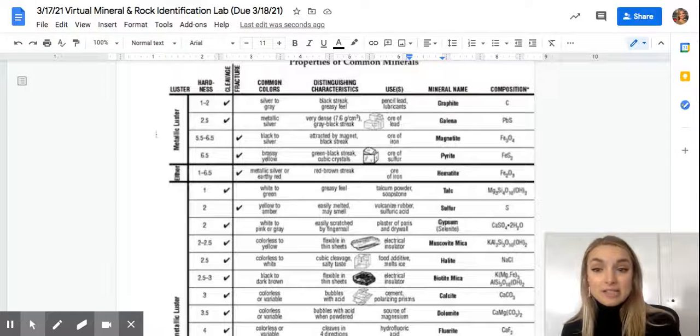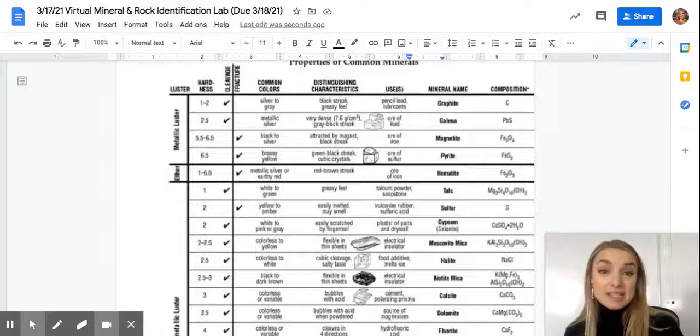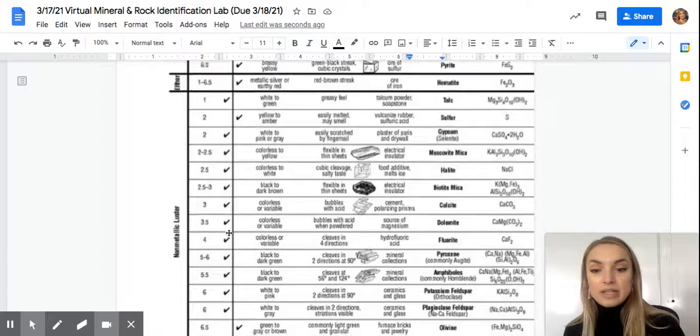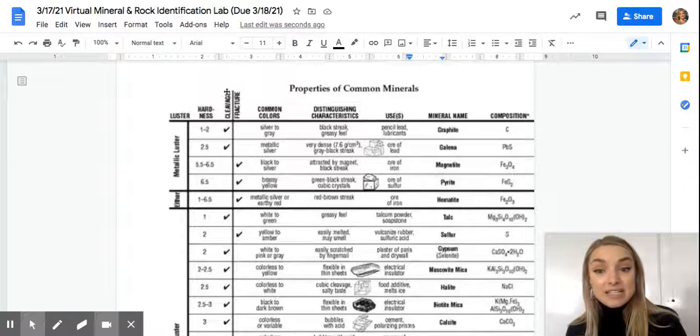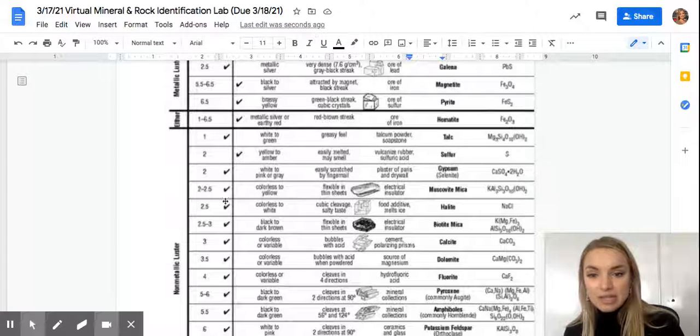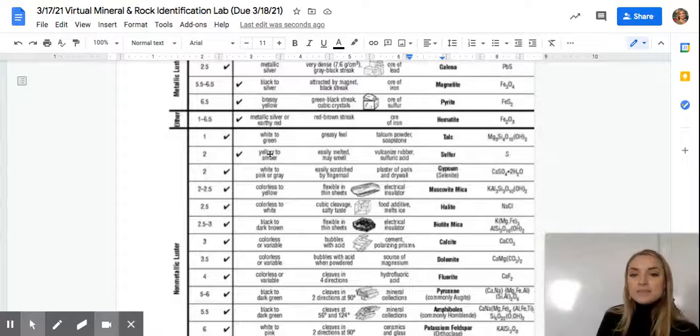My table has 2 major categories, metallic luster and non-metallic luster. The mineral that I was just looking at didn't have a metal-like shine, so it was non-metallic. So I'm going to look down here. And I don't know the hardness. I'm going to write down the hardness, but I don't know the hardness yet. It did exhibit cleavage, so I'm going to look at all of the ones that have cleavage as an option. And then I'm going to look at the colors.